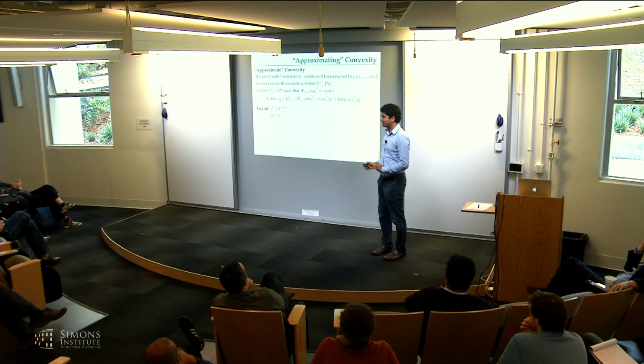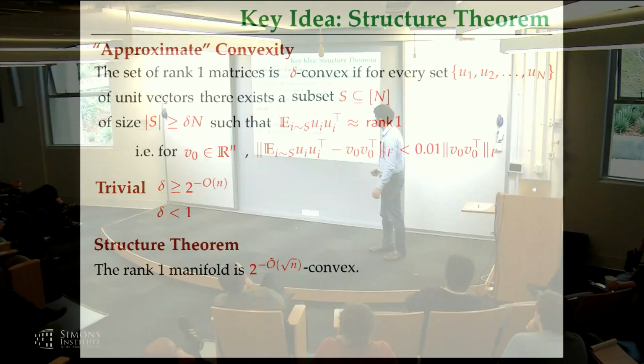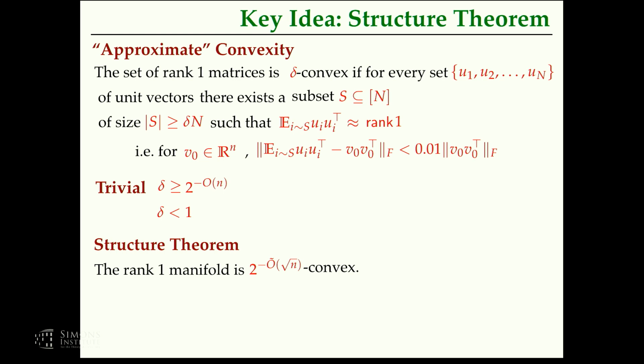Okay, so now I can reveal the structure theorem that we prove, which is sort of the key behind this algorithm, which is that the set of rank 1 matrices is 2 to the minus big O of root n convex. Okay, in other words, for every subset of unit vectors, there is a subset of some 2 to the minus root n measure inside this set, such that the expectation of rank 1 matrices on these vectors restricted to this set is going to be close to rank 1.